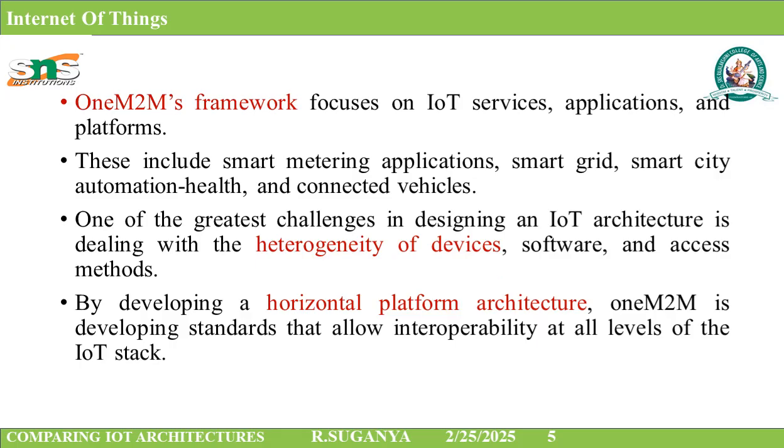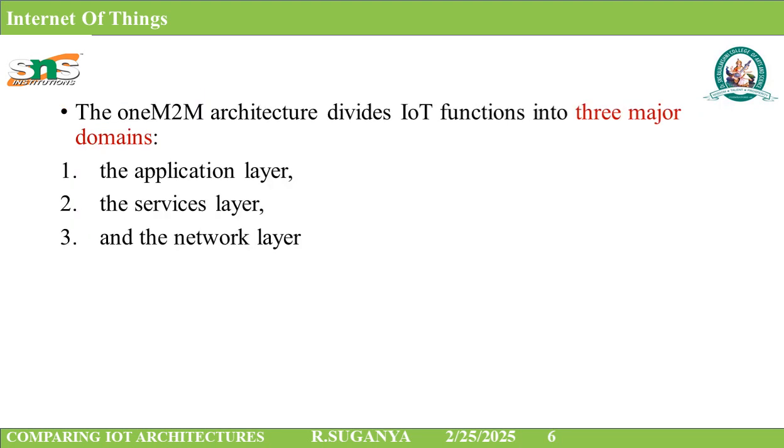oneM2M's framework focuses on IoT services, applications, and platforms. These include smart metering applications, smart grid, smart city automation, health, and connected vehicles. One of the greatest challenges in designing an IoT architecture is dealing with the heterogeneity of devices, software, and access methods. By developing a horizontal platform architecture, oneM2M is developing standards that allow interoperability at all levels of IoT. The oneM2M architecture divides IoT functions into three major domains: the application layer, the services layer, and the network layer.